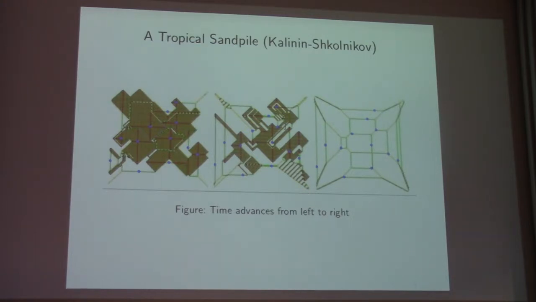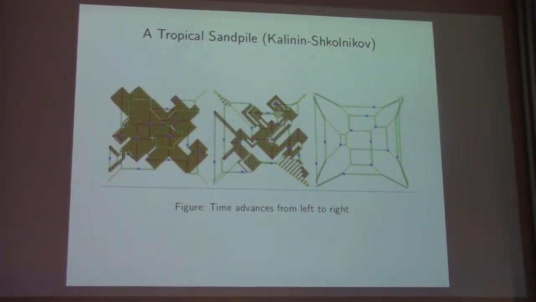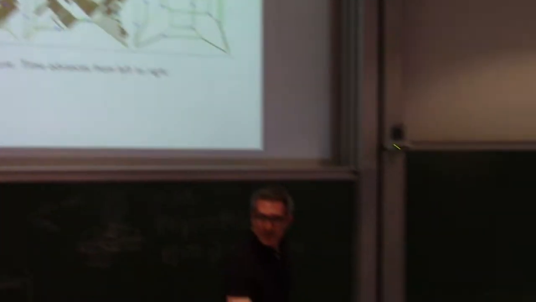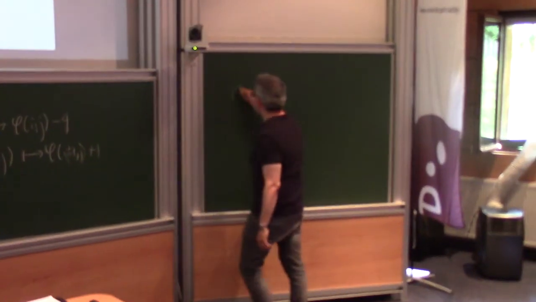Kalin and Shkolnikov provided the first proof in the field, proving something, and this is a theorem, this is mathematics, and they prove the following theorem.